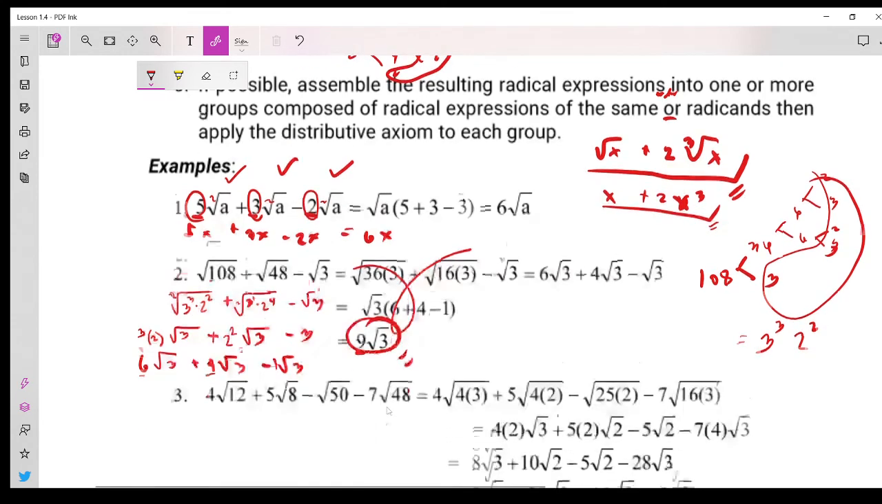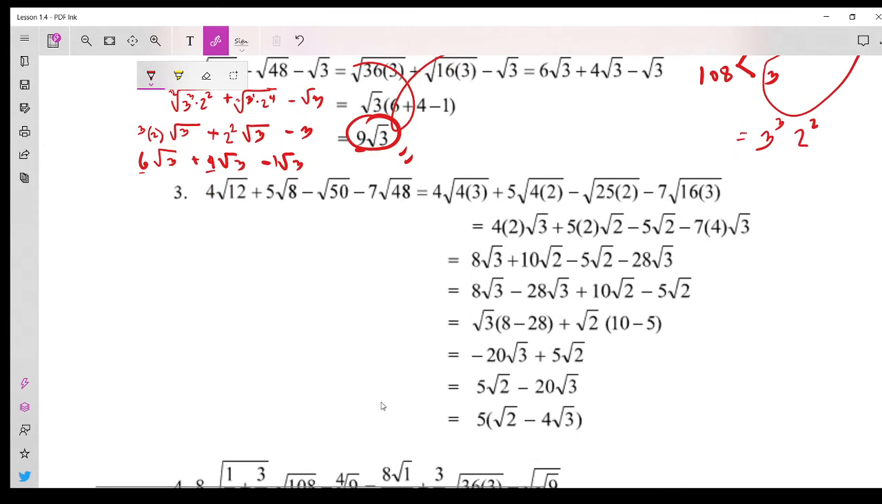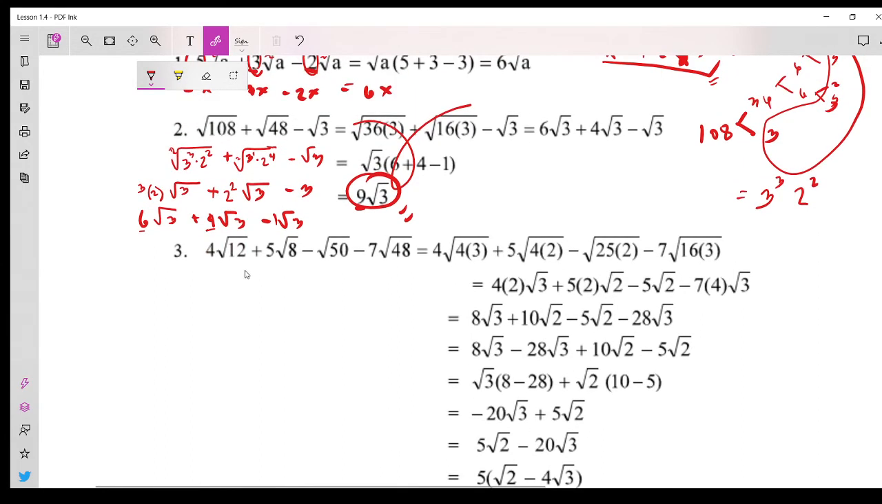So that's it. Next, number 3. So same, we're going to simplify first before adding. 12 is 2 squared times 3.